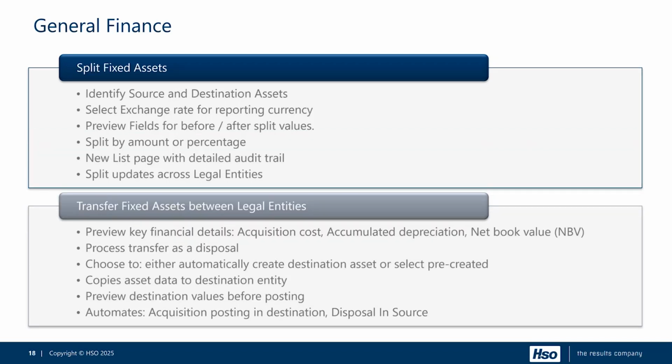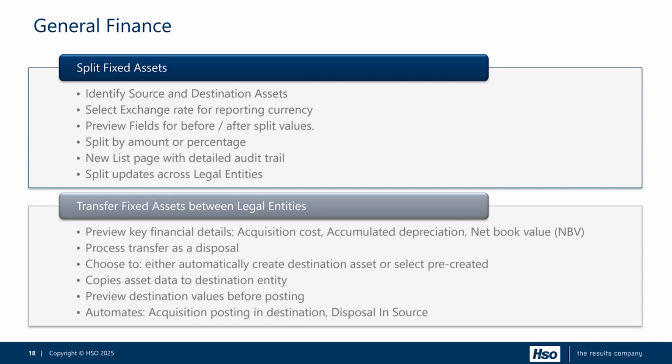So a bit more on the real nuts and bolts. So fixed assets now, you can split them. So you can identify the source and destination assets. You can decide whether you want to split into a pre-created asset or automatically create an asset. You can preview all of the numbers, the values before and after.